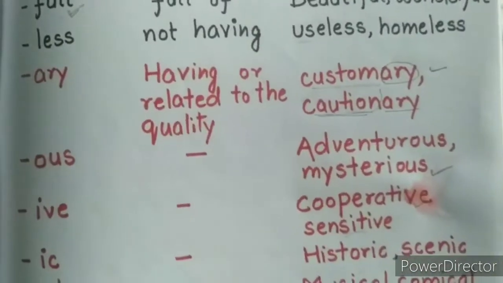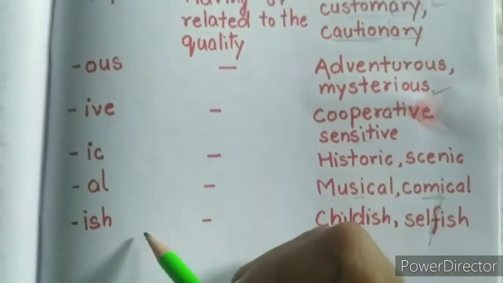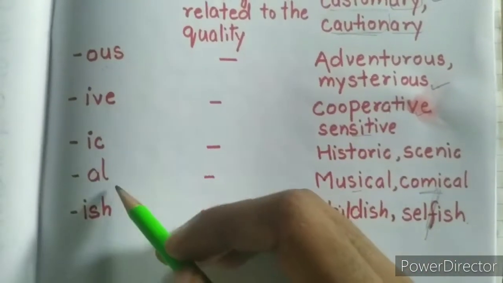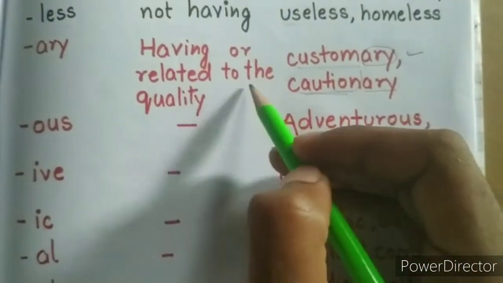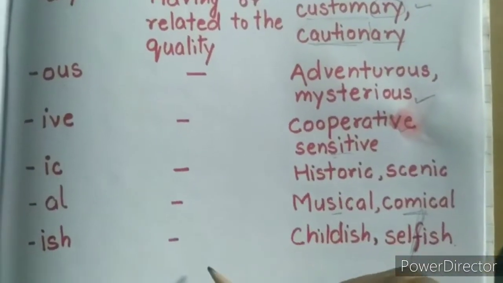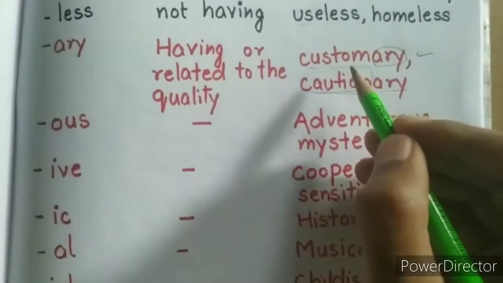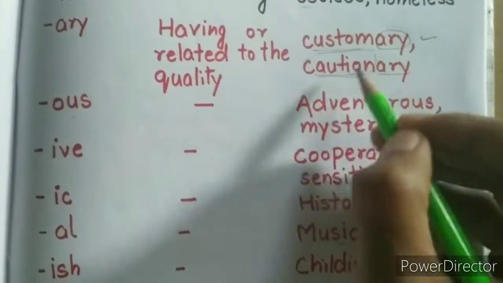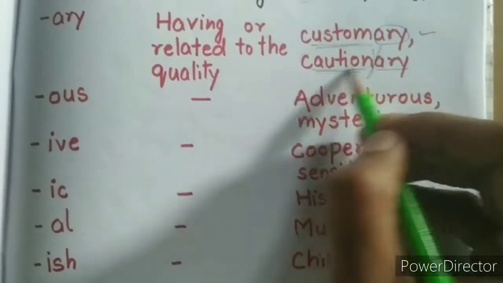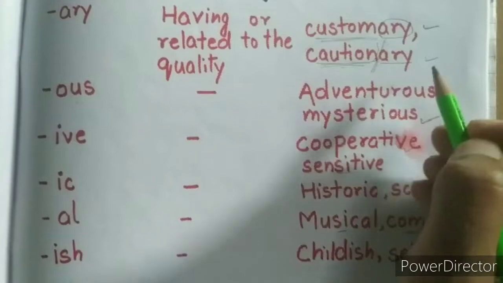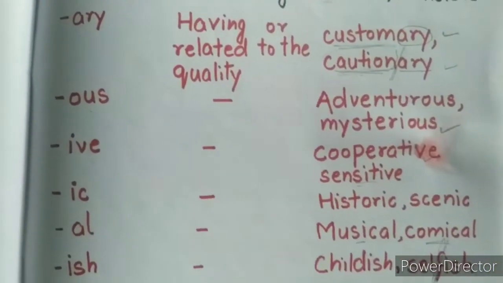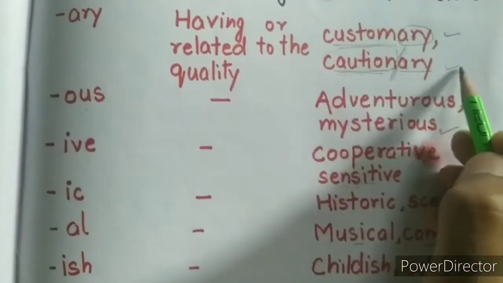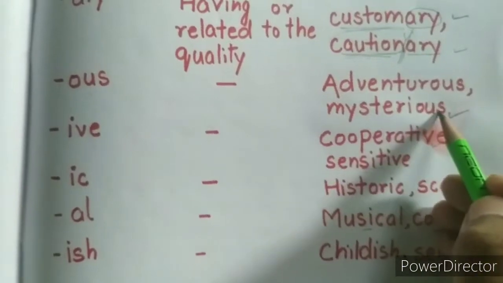Now again, many words are there, the same way as that of prefixes. They all have the same meaning: ary, ous, ive, ic, al and ish, having or related to the quality of something, right? All of these have the same meaning. Customary or cautionary, right? Customary, that is done by custom, is called customary. The same way cautionary, having caution, is called cautionary. If I say something cautionary to someone, that means I want him to be alert about something. So that is cautionary. Ous: adventurous and mysterious.